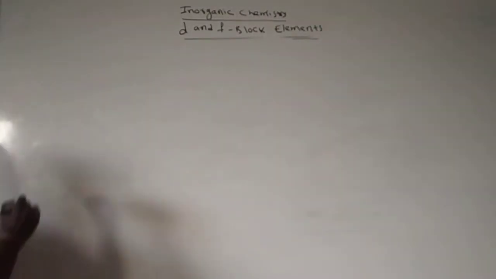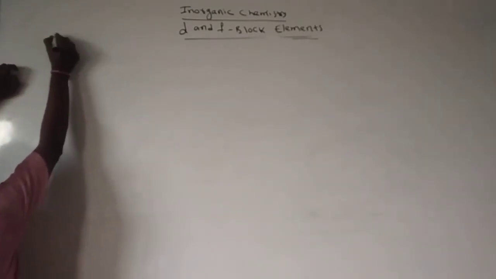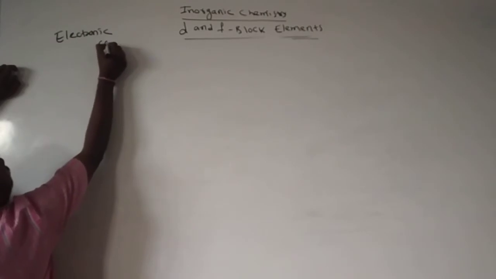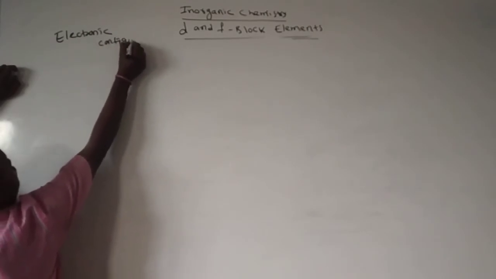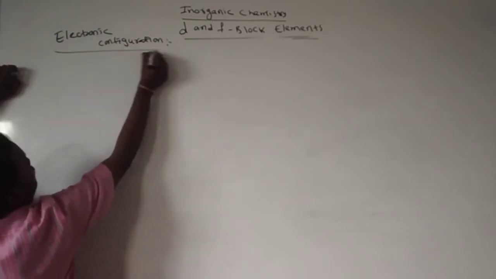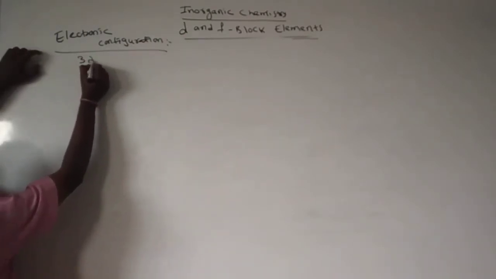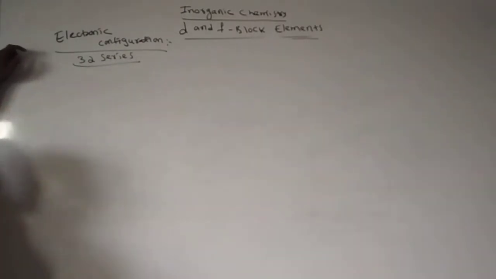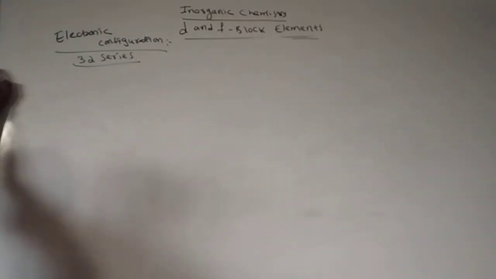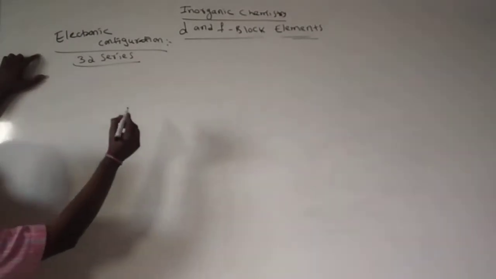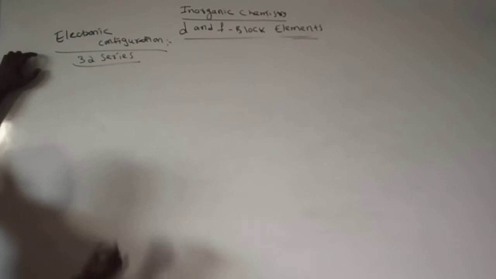Electronic configuration of D block elements. First I want to write the 3D series. In the next video we will see the 4D series and 5D series. The 3D series starts with scandium, atomic number 21, to zinc, 30.